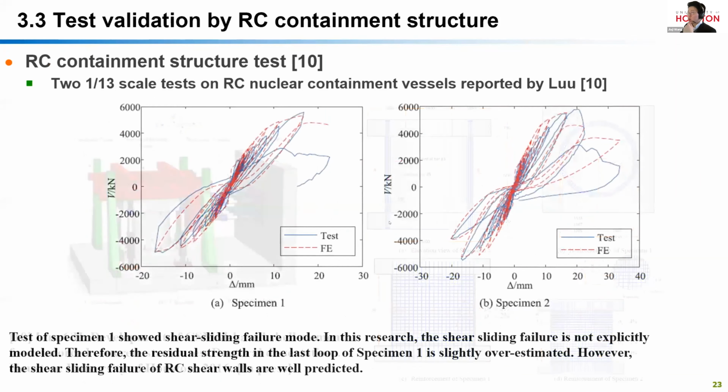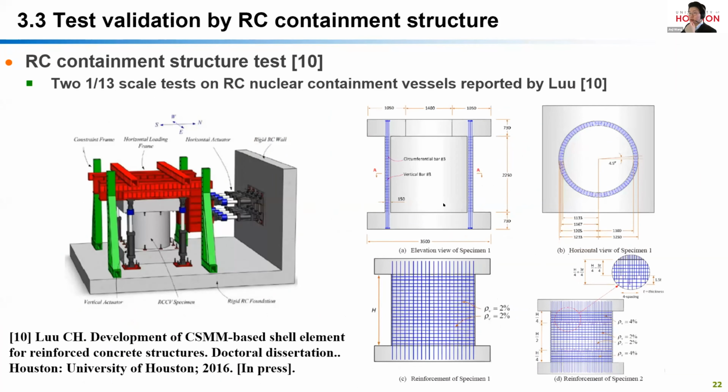In addition, this figure shows the design, testing, and results of an RC nuclear containment vessel as reported by Lu 5 years ago. So these are two 1/13 scale tests of RC nuclear containment, and the reinforcement ratio in the RC containment is 2% for each specimen.